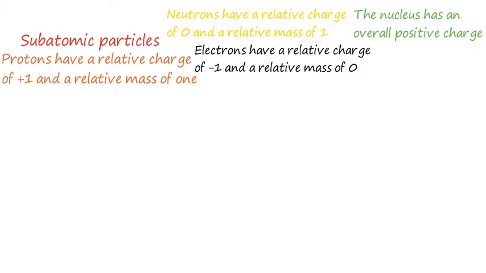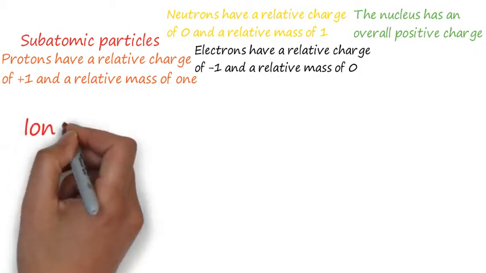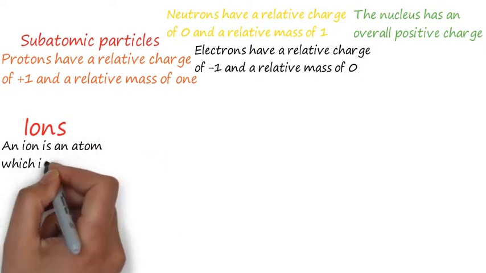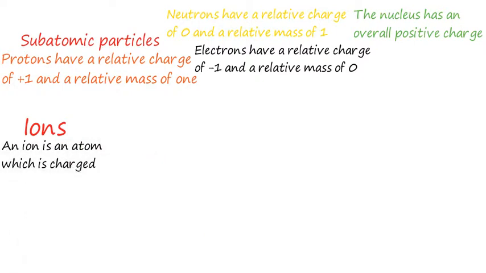Electrons are tiny and so their relative mass is also tiny. Their mass is so small it is often stated as 0. When the number of protons does not equal the number of electrons, it is no longer called an atom. You now have an ion.